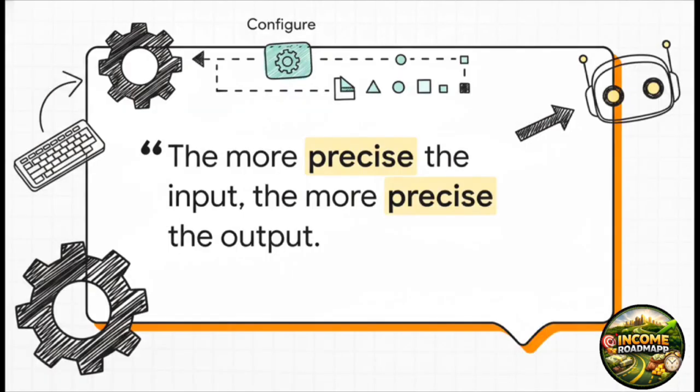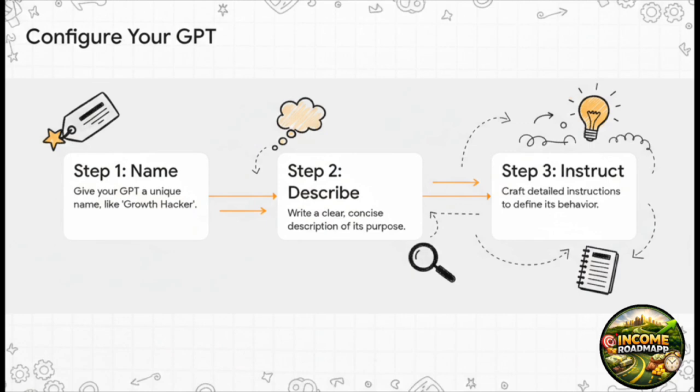You know, this quote right here, this is basically the golden rule of working with any AI. The more precise you are with what you put in, the more precise the thing you get out will be. And this is 1,000 times more true when you're building a custom GPT. That Configure tab lets you be surgical with your setup, and that leads directly to an AI that's way more reliable and useful. Once you're in that Configure tab, it really just boils down to these three core things. You've got to give your GPT a name, write a quick, clear description of what it does, and then, the most important part, you've got to craft its instructions.